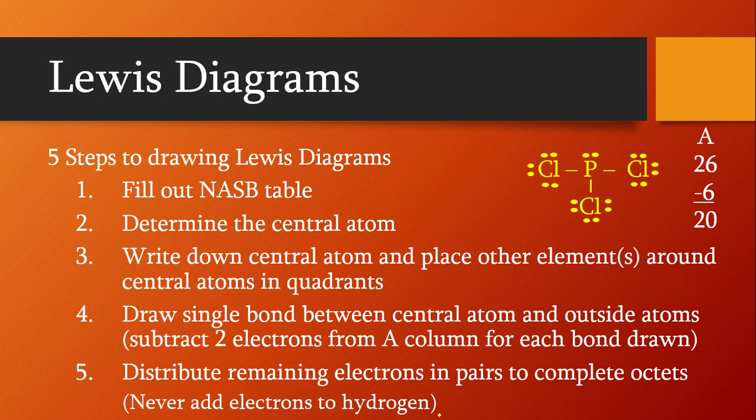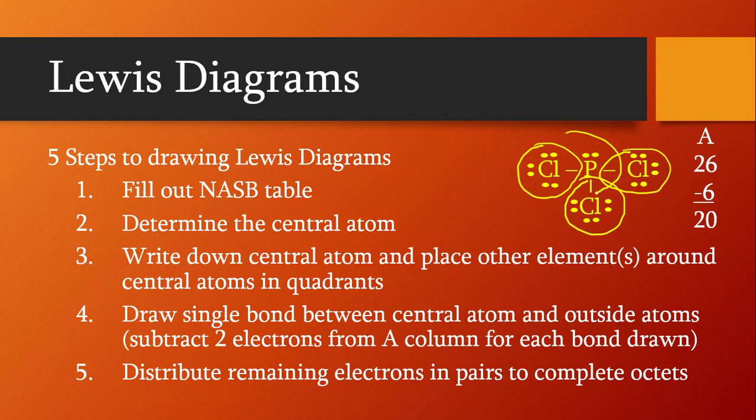When you do that, all of the electrons have now been placed. We've used up all 26. So now you can see that this chlorine has 8 valence electrons. This has 8 valence electrons. This has 8 valence electrons. And this has 8 valence electrons. The octet rule has been satisfied. This is a valid drawing.